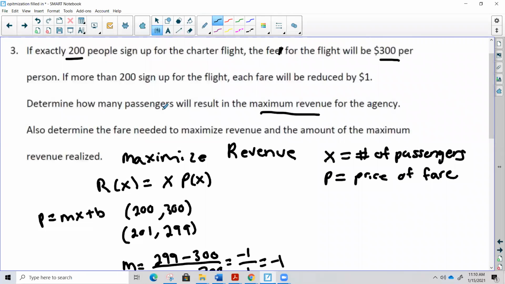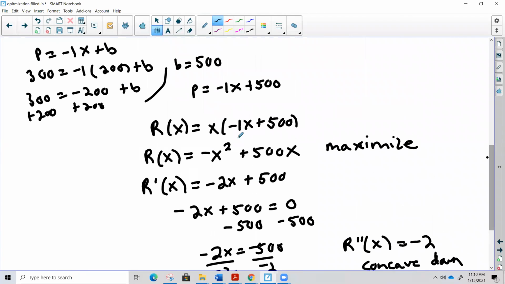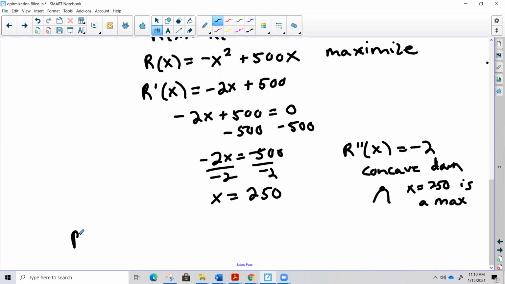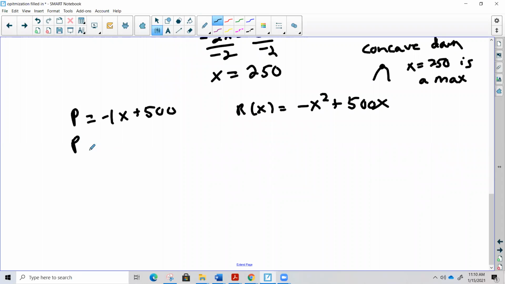So let's see all what they asked me. Okay, so they said how many passengers, which we found was 250, determine the fare needed to maximize revenue and the amount of the maximum revenue. So it doesn't matter which one we do first. For the fare, we use our price demand function and plug in our 250. So again, my price demand function is this, okay, and my revenue function is this function.